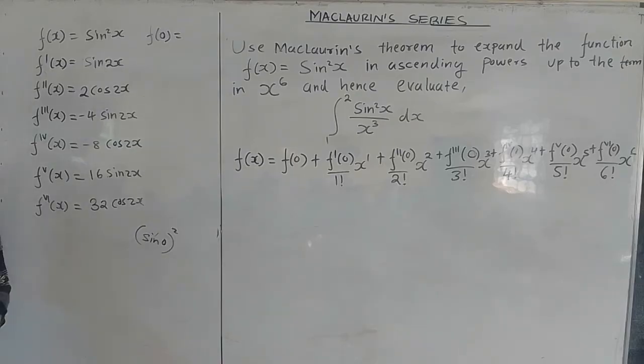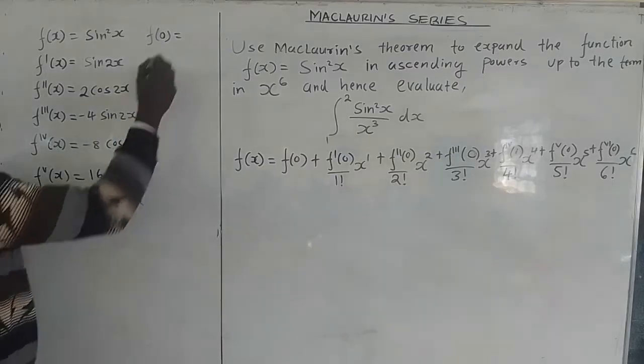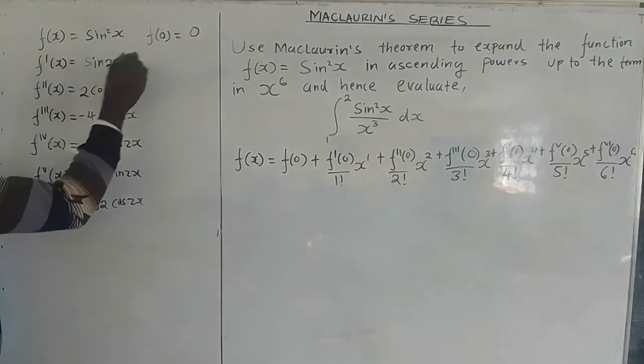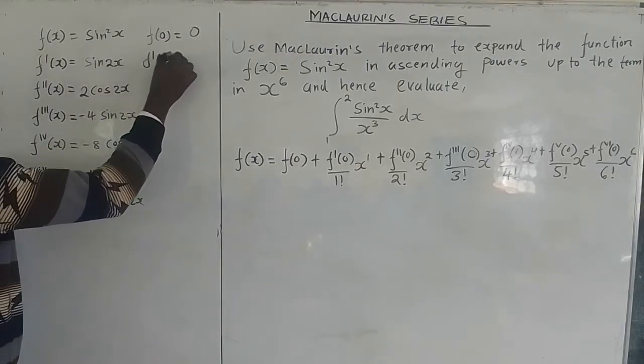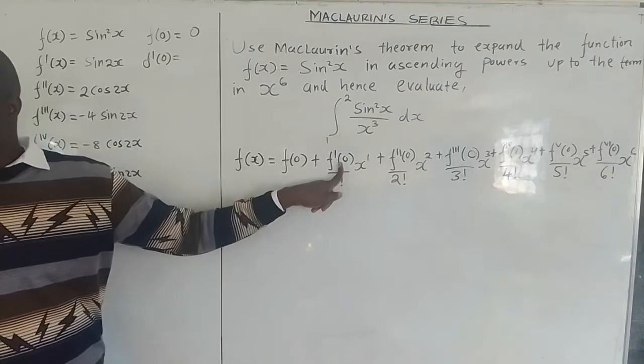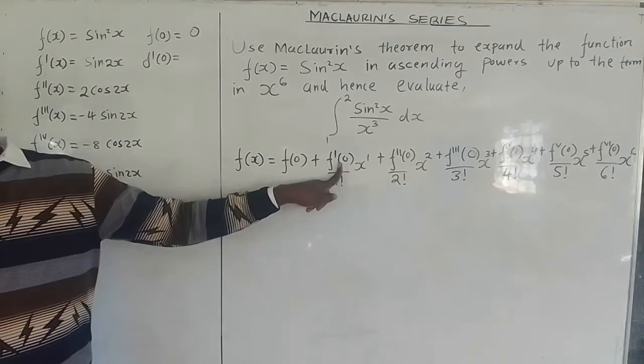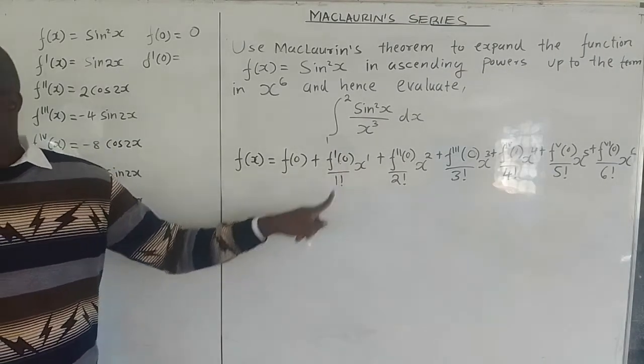Calculator must be in radians, my friend, isn't it? What is sine 0? Sine 0 is 0, so 0 squared is just 0. Then you go to f prime of 0. This one, isn't it? Are we together? We go to f prime of 0.